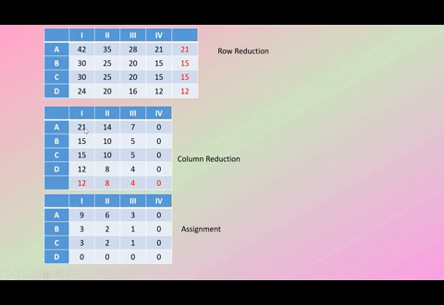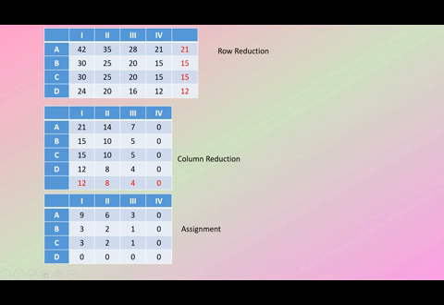So subtracting, 21 minus 12, I get a 9. 15 minus 12, I get a 3. 15 minus 12, 3. 12 minus 12, 0. 14 minus 8, 6. 10 minus 8, 2. 10 minus 8, 2. 8 minus 8, 0. 7 minus 4, 3. 5 minus 4, 1. 5 minus 4, 1. 4 minus 4, 0. Because I have a 0 here, all the values will remain 0 itself.